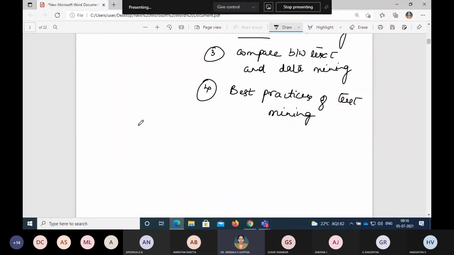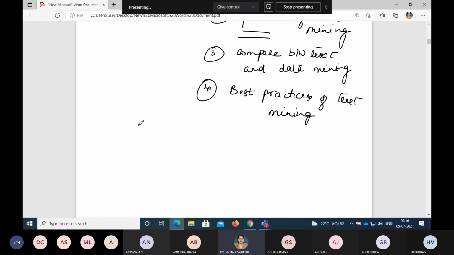Okay. So we were talking about the introduction or overview of text mining. We're going to discuss this text mining elaborately now.